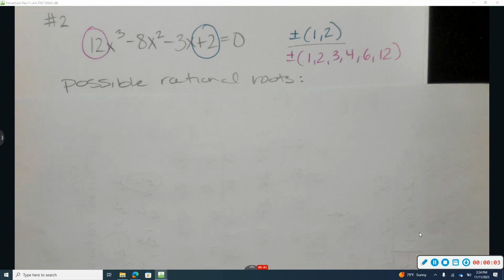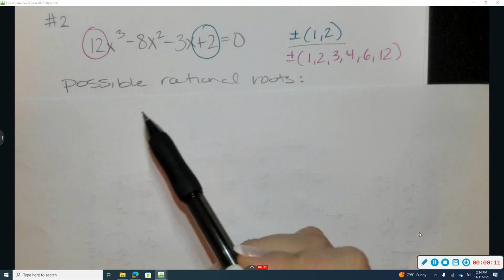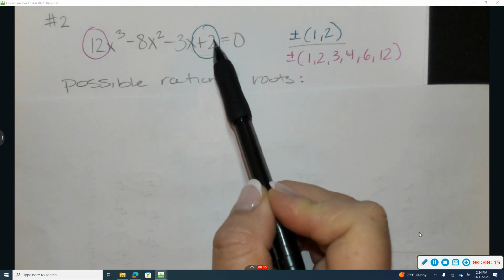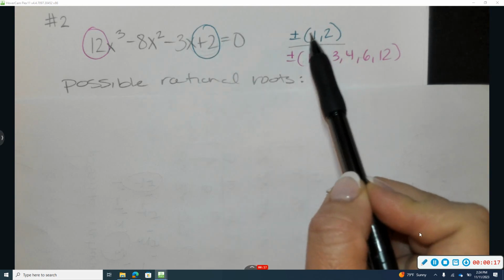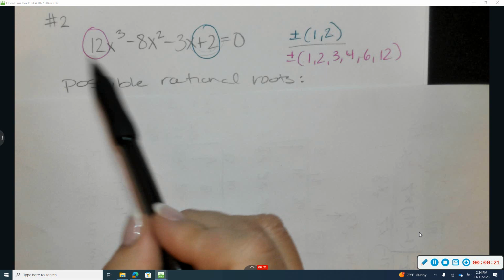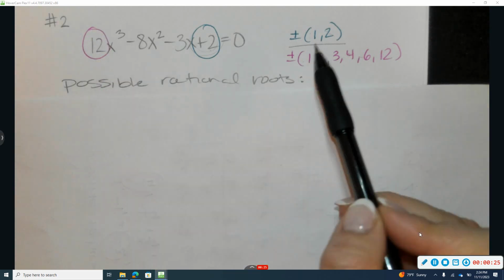Let's take a look at number 2 from synthetic division. First, I'm going to use the rational root theorem to list all the possible rational roots. I'm taking factors of the constant, which is 2, numbers that evenly divide into 2, which are 1 and 2, and then I'm going to do the same thing for the leading coefficient. So what are the factors of 12?